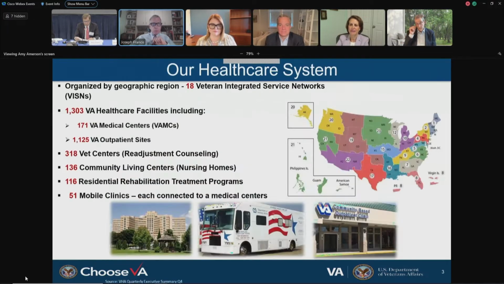Next slide. Our healthcare system, as I mentioned, is national in scope. It is divided into 18 integrated service networks, each with their own administrative and clinical leadership. We have 1,300 sites of care, and that's not counting our telehealth and our mobile clinics, which again allow us to be very flexible across the country.